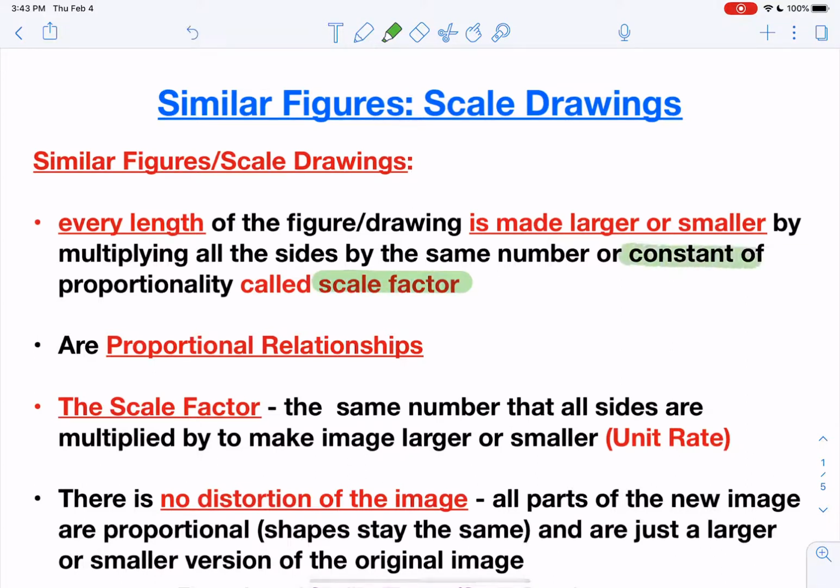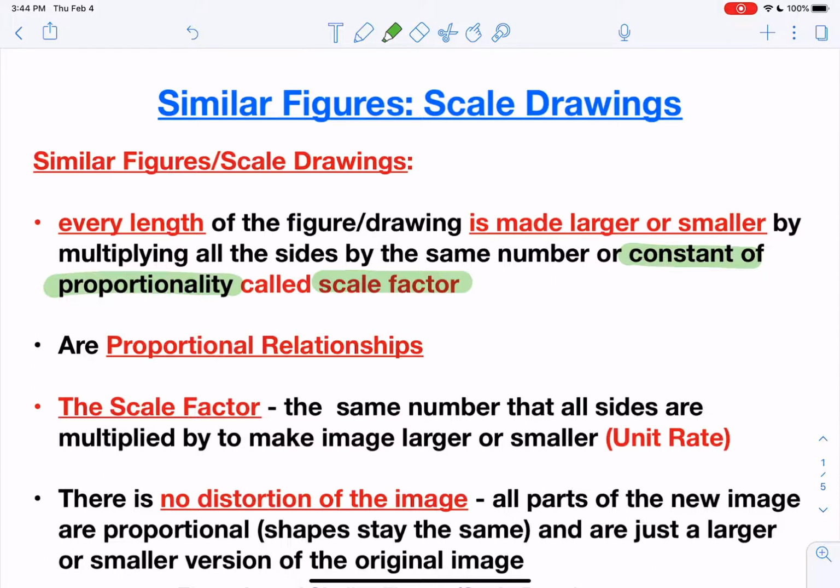Now, if constant of proportionality sounds familiar, it's because this is basically the unit rate for scales and drawings, okay? So scale factor is the unit rate. Just like we call the unit rate the constant of proportionality, the scale factor is the unit rate for similar figures and scale drawings, okay?